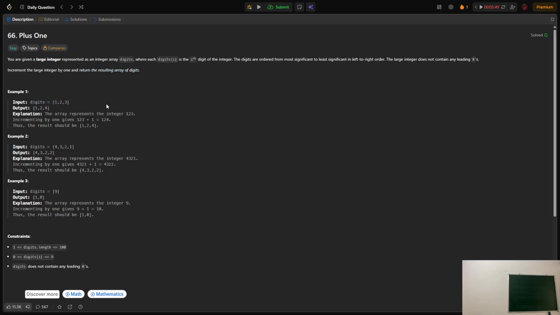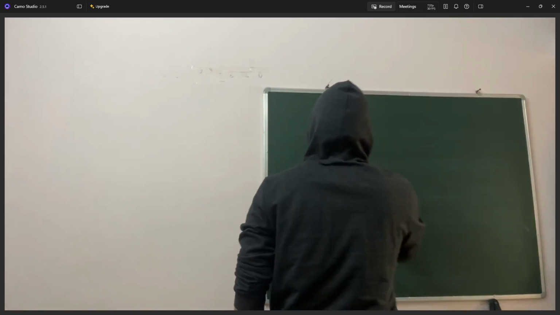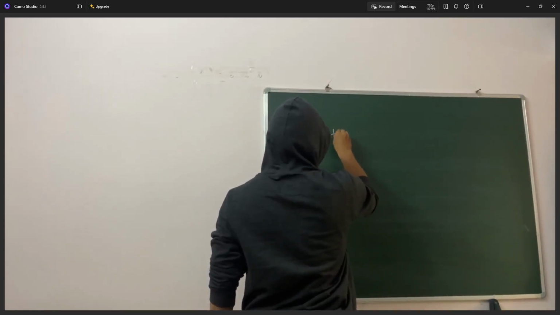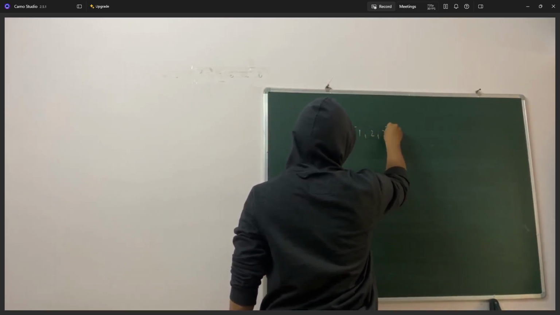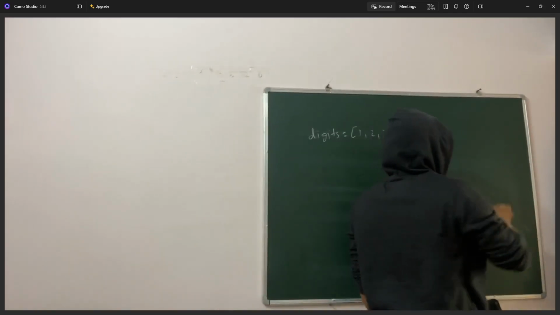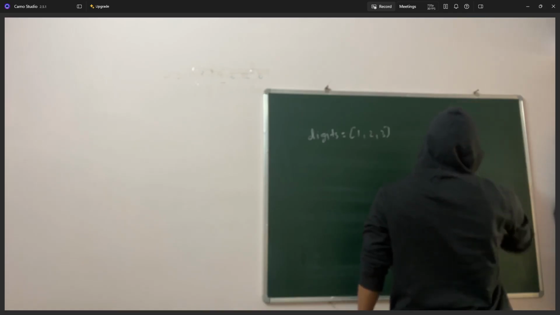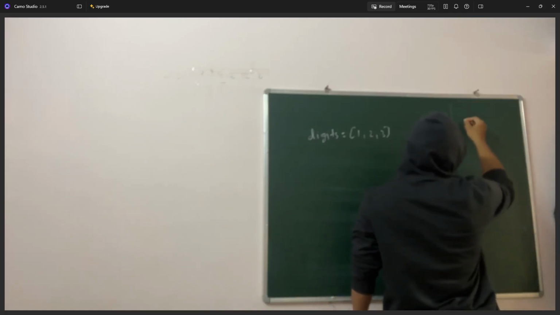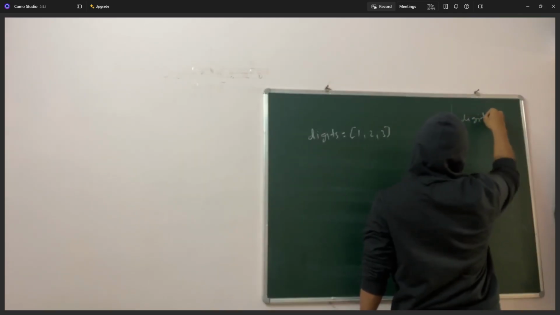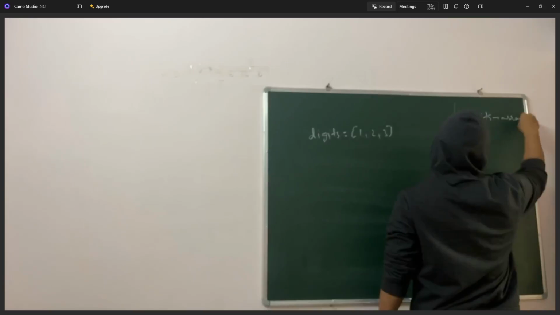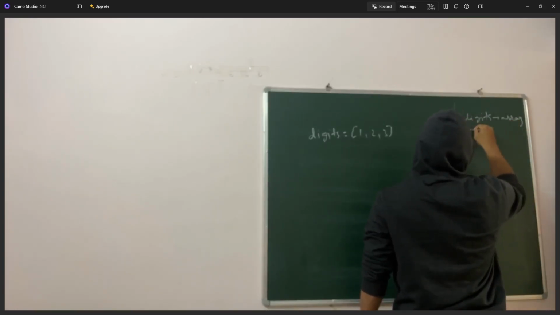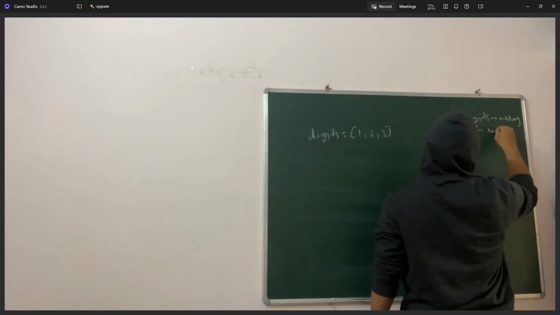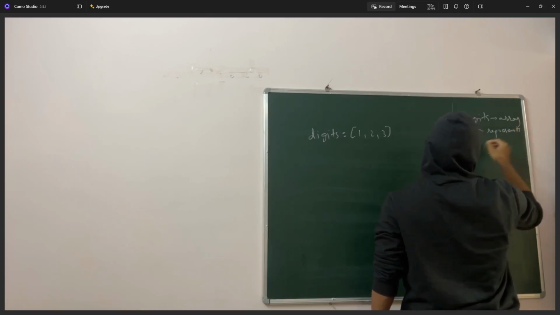Okay, so we are given 1 2 3. Let's try to understand this problem statement and let's go to the board. So what they have given is digits as an array where we have 1 2 3. In the question, this digits is an array which represents some number.